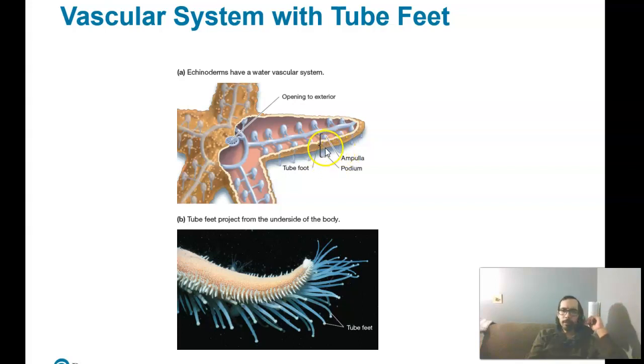So you can see the tube feet sticking out from the bottom here. That's what they're using for locomotion. Okay? They're using a hydrostatic skeleton in the tube feet. Here you could get a better look. Okay? So the tube feet on the outside, the ampulla would be on the inside.